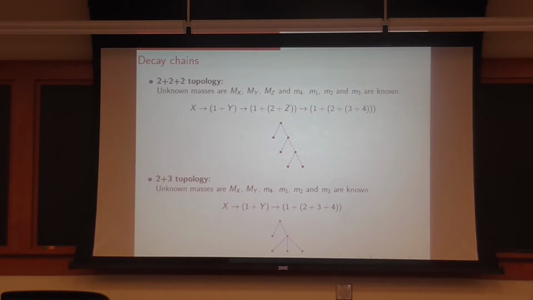Here's the cascade decay, and label the unknown masses x, y, z, and 1, 2, 3, 4. And 4 will be invisible. And similar thing for the 2 plus 3 topology.